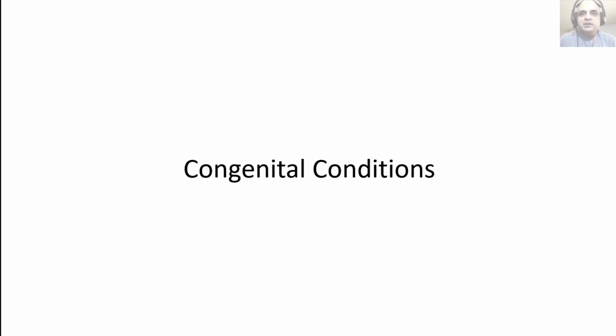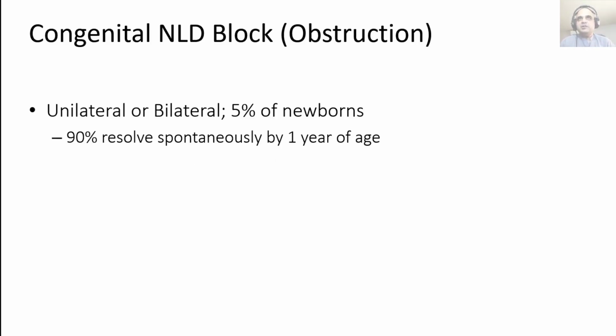We'll talk about congenital conditions first, and that is congenital nasolacrimal duct block, or a congenital obstruction of the nasolacrimal duct. This is a rather common condition, as we talked about, seen in 5% of newborns, and it could be unilateral or bilateral. The good part is that by following very simple management principles, most of these conditions, 90% of these conditions in newborns, are spontaneously resolved by 1 year of age.